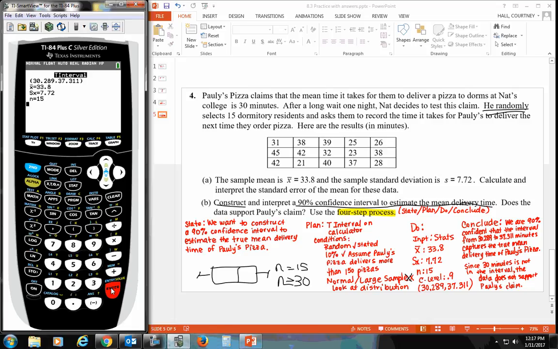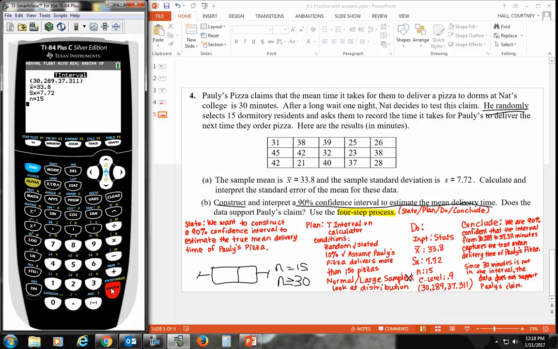And then for the conclusion, that's where you write your interpretation of a confidence interval. So we'll start off the same way we always do. We are 90% confident that the interval from 30.289 to 37.311 minutes, because you want to bring it back to the context, minutes, captures the true mean delivery time of Polly's pizza. Okay. Normally we would stop there, but Part B actually asked us a question about the claim.